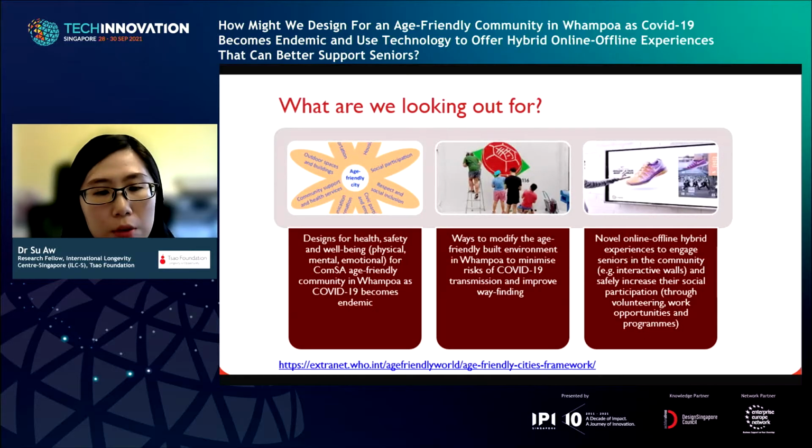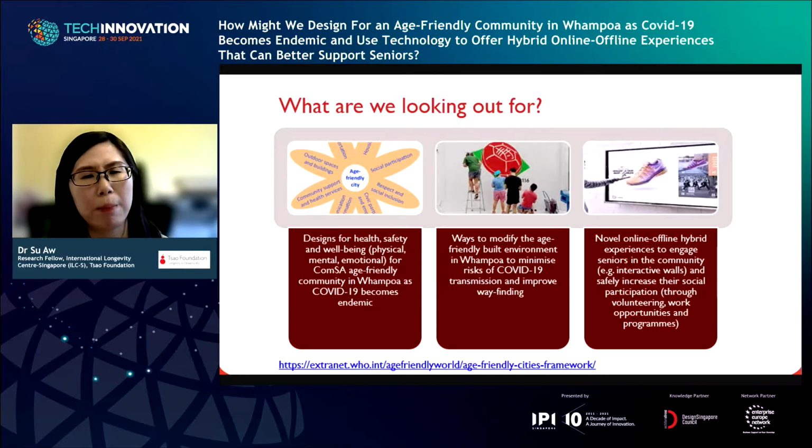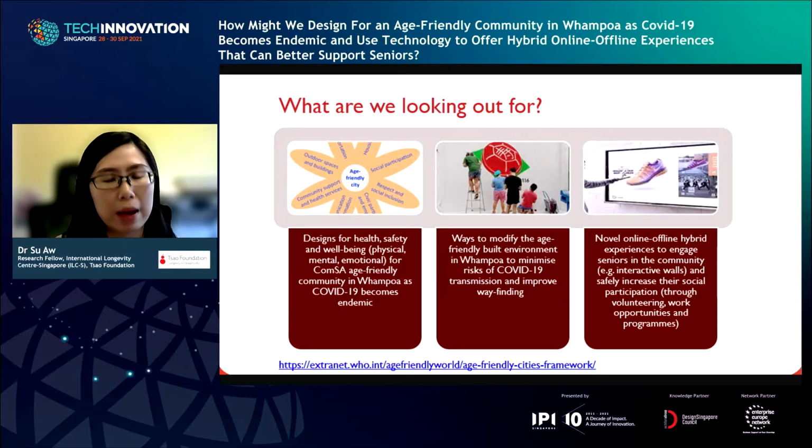And the last thing that we're looking out for is how we can design better platforms that offer more participatory online, offline experiences to engage seniors and organize some of these activities. For example, one of the things we were thinking of is perhaps the idea of interactive walls in void decks of HDB flats, where there are experiential pop-ups that can engage seniors and have community message boards displaying messages of hope or relaying information that seniors can interact with safely in this time of COVID. So thank you.